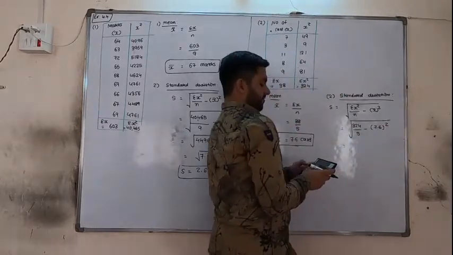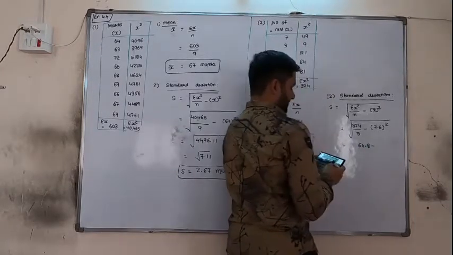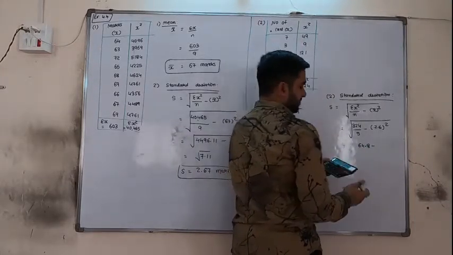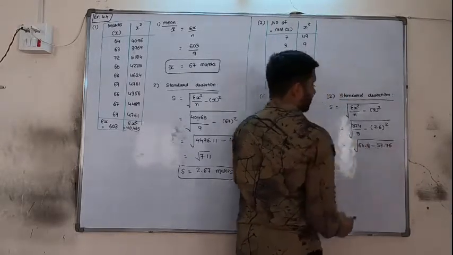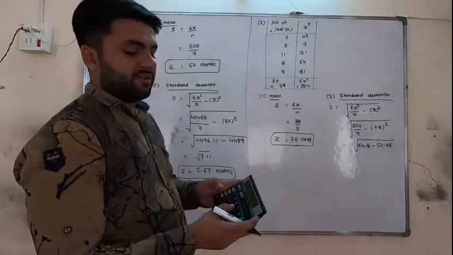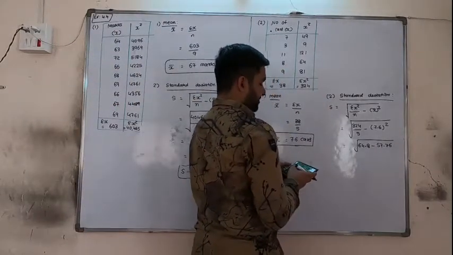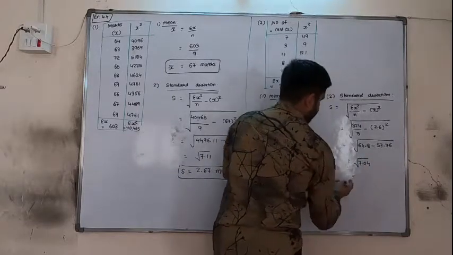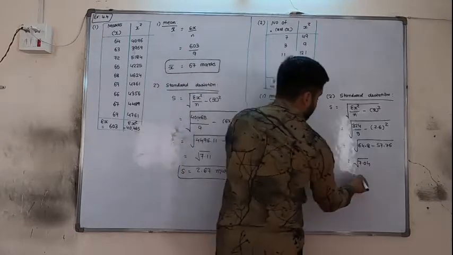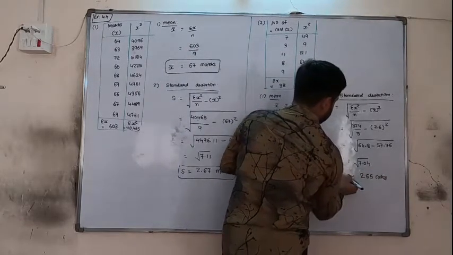So 324 divided by 5 is 64.8, minus 7.6 into equals to 57.76. How to take the square? Write 7.6 into equals to. So 64.8 minus 57.76, square root of 7.04. Press the square root x button. So 2.653. So 2.65 cars.